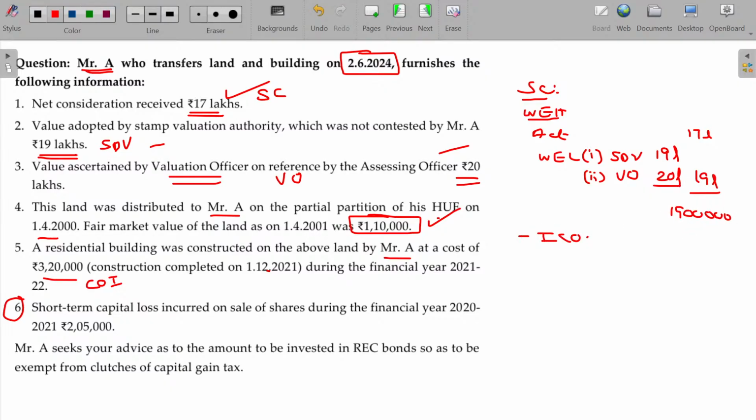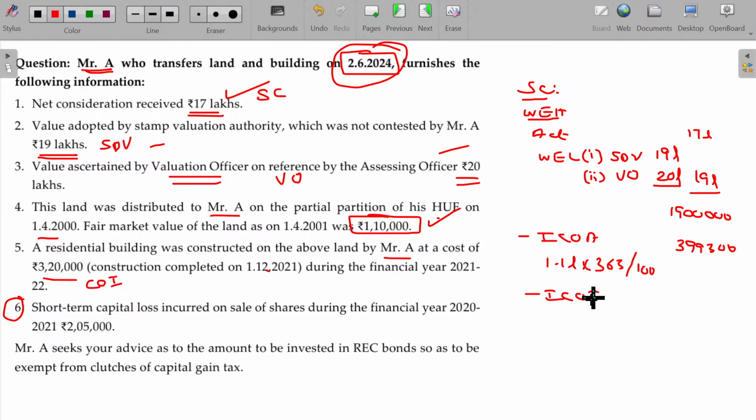Minus indexed cost of acquisition. When was it sold? 2/6/24, before 23rd July. So Mr. A has the option to index, or without indexation also it can go. So as per this option, the cost of acquisition being 1.1 lakh into 363 divided by base value being 100, 3 lakhs 99,300.